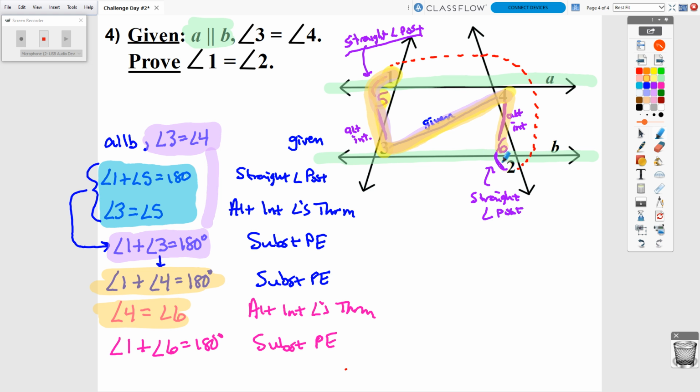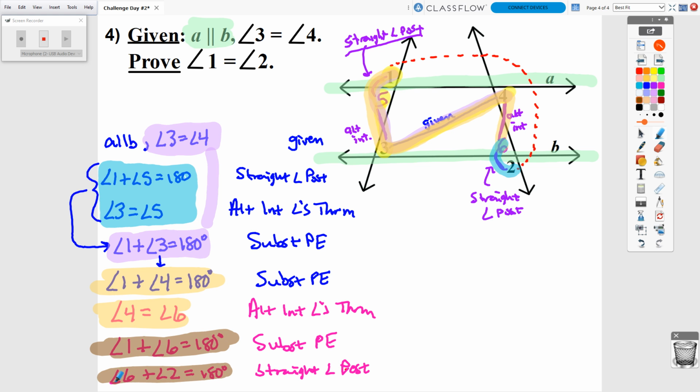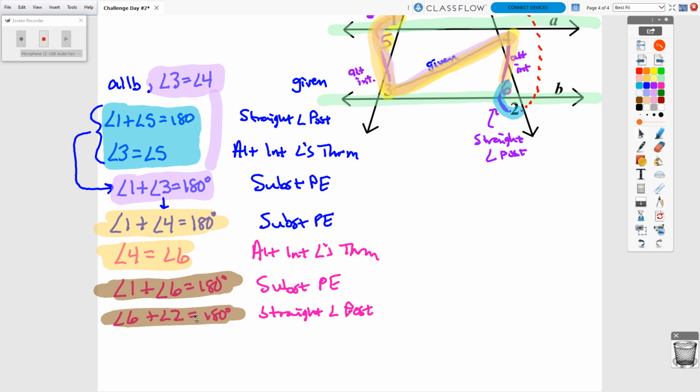We got one more connection to get through here. So now let's talk about what's so special about angles 6 and 2. And 6 and 2 we said was the straight angle postulate. So angle 6 plus angle 2 equals 180 degrees by the straight angle postulate. All right, now, last time of doing a round of substitution. We're going to take that 1 and 6 relationship that added up to be 180, and now here's this 6 and 2 relationship that adds up to be 180. And man, I'm running out of space here, so I need to scoot all this up just a bit.